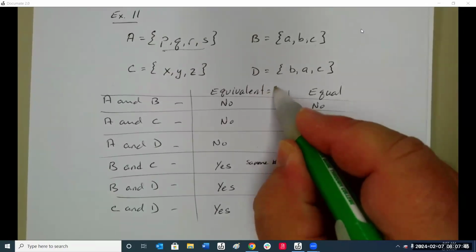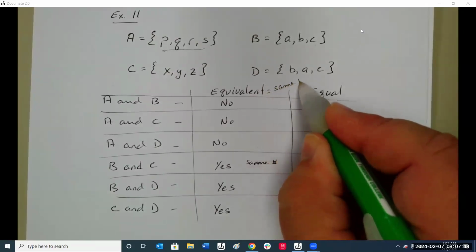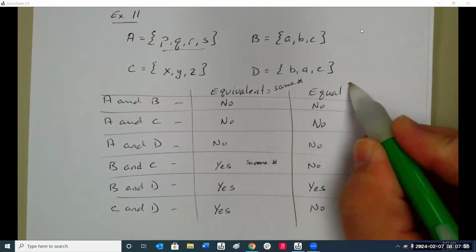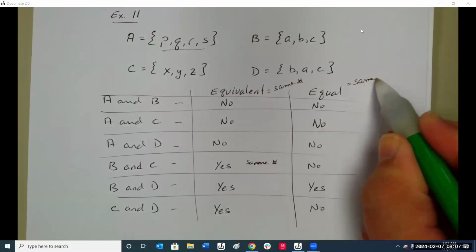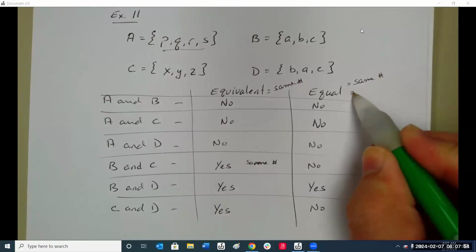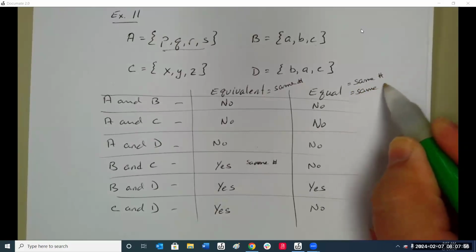Equivalent, same number. Equal, same number, same elements.